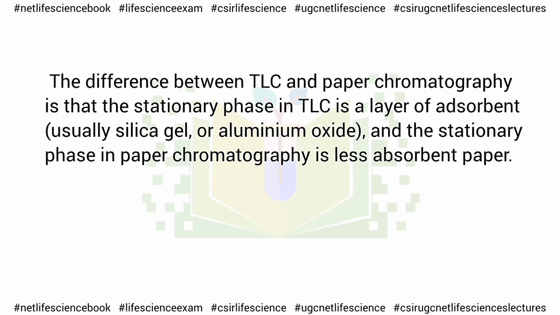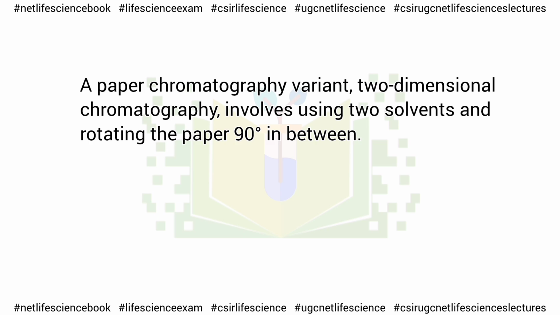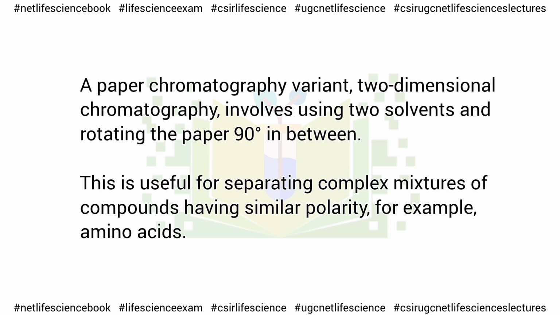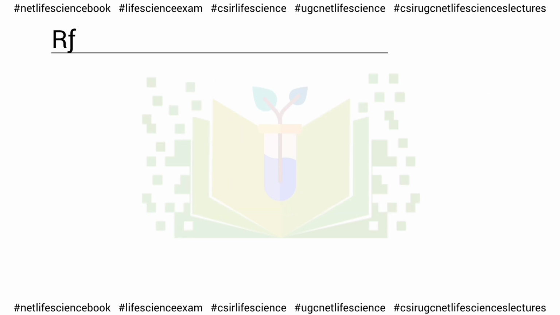The difference between TLC and paper chromatography is that the stationary phase in TLC is a layer of adsorbent, and the stationary phase in paper chromatography is less absorbent paper. A paper chromatography variant, two-dimensional chromatography, involves using two solvents and rotating the paper 90 degrees in between. This is useful for separating complex mixtures of compounds having similar polarity, for example, amino acids.